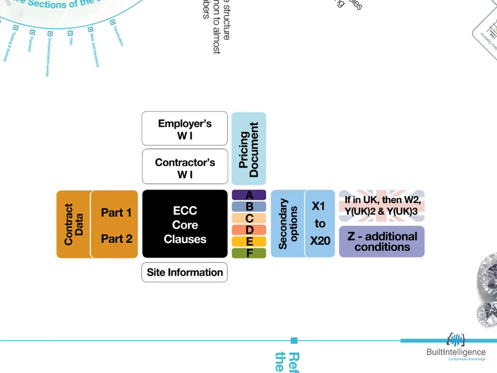The last document we need to mention is the one which goes right at the front of the contract. This is the form of agreement, which typically covers who the contract is between and when it came into existence.